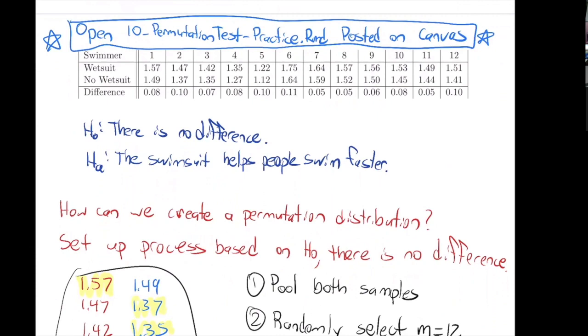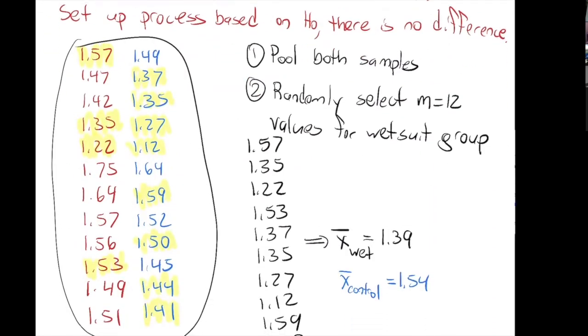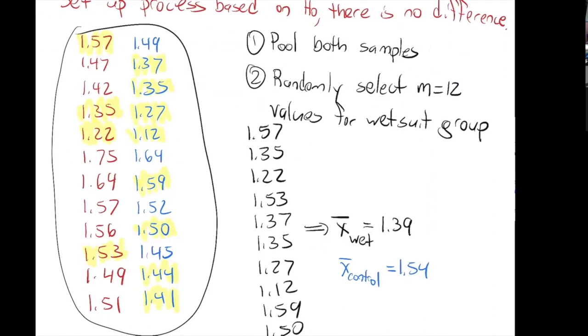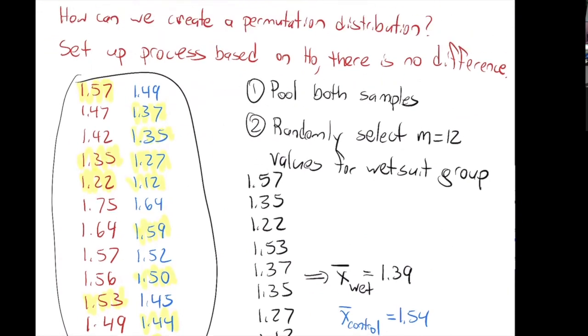If we were to just use the process we were working with last time, remember that process says let's pool all of the data together. So I just wrote out all 24 of those values, and then we randomly pick 12 of them to be our fake wetsuit group. We're setting up this process based on the assumption that there's no difference between these two groups.